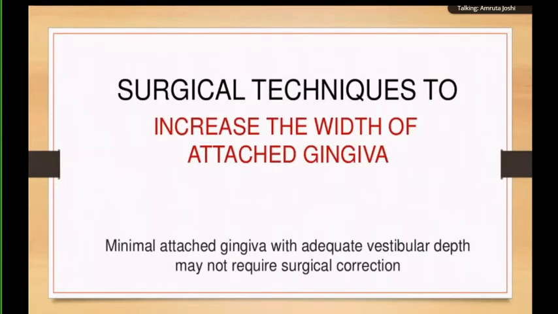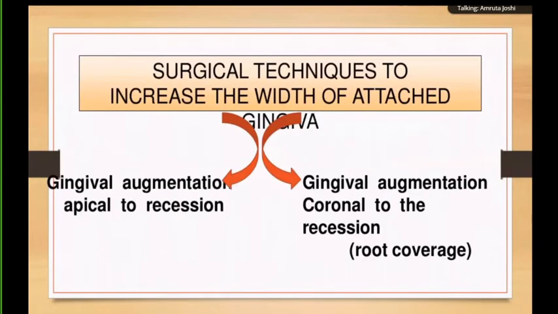Now we will see how we increase the width. We obviously have to do a surgery, a periodontal surgery, and this type of surgery is called periodontal plastic surgery. So we will now see what techniques are important to increase the width of attached gingiva. There are two types of techniques. They are divided into augmentation, which is adding gingival tissue, and augmentation that is done apical to recession.